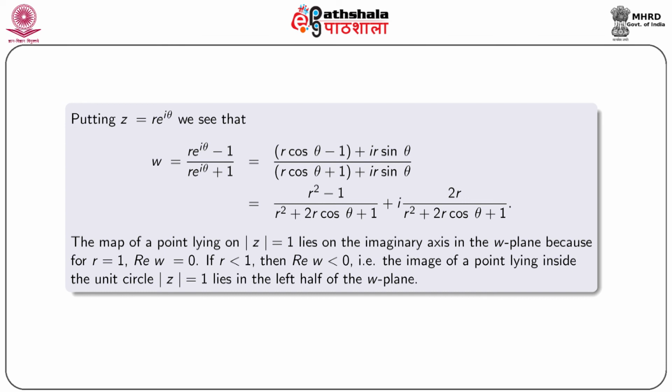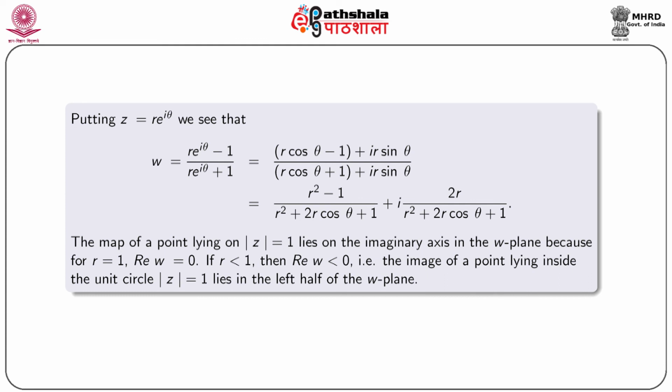Now, putting z equal to r e to the power i theta, we see that w equal to (r e to the power i theta minus 1) by (r e to the power i theta plus 1), that is equal to (r cos theta minus 1 plus i r sin theta) by (r cos theta plus 1 plus i r sin theta), and simplifying we obtain (r square minus 1) by (r square plus 2r cos theta plus 1) plus i into 2r by (r square plus 2r cos theta plus 1).